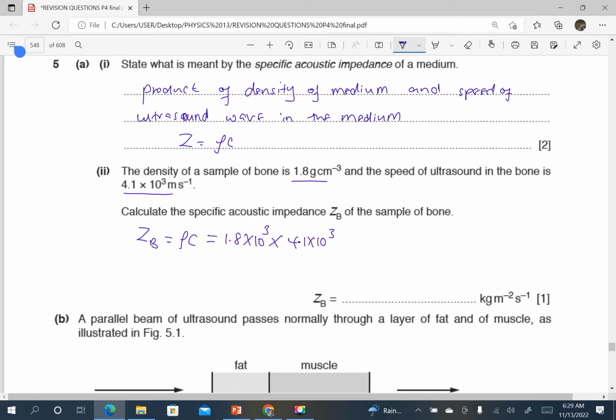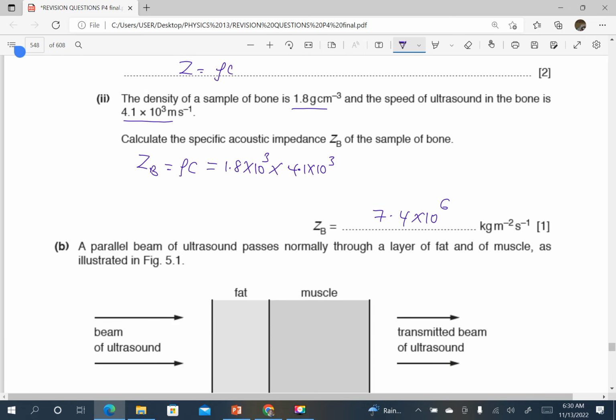So we press our calculator. So from my calculator, this is 7.4 times 10 power 6 kilogram per meter squared per second.